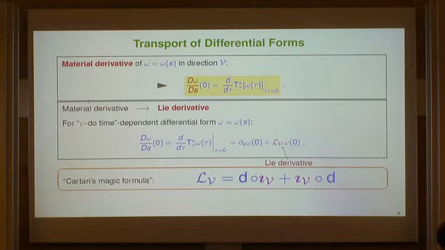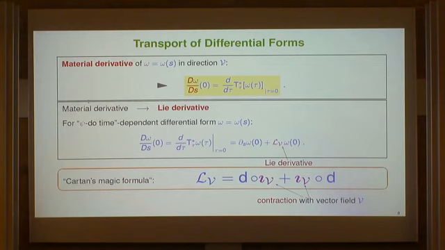And the Lie derivative is a very convenient operation because it can be rewritten in terms of more elementary operations. And this is the so-called Cartan's magic formula. This is one of the fundamental relationships in the exterior calculus. You can rewrite the Lie derivative in terms of the differential operator d, and another operation called the contraction. And the contraction is something simple.